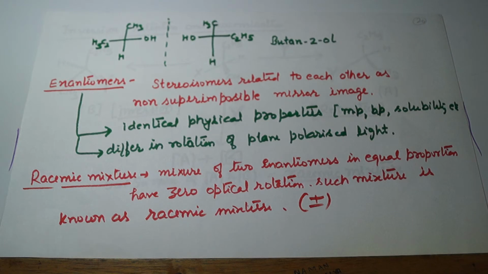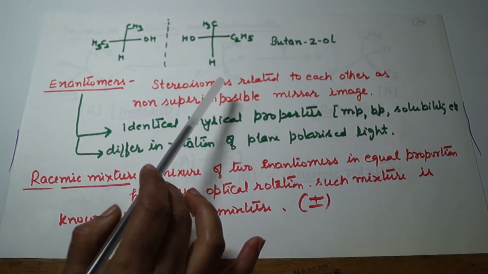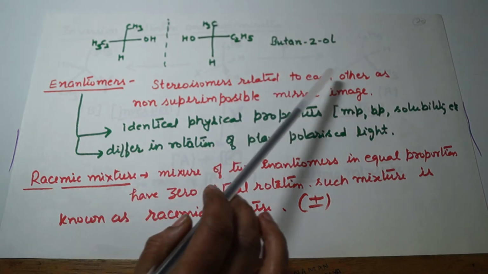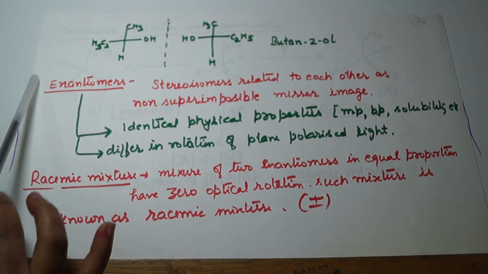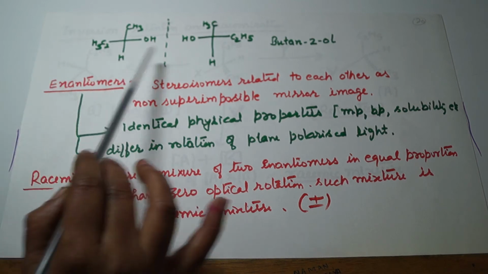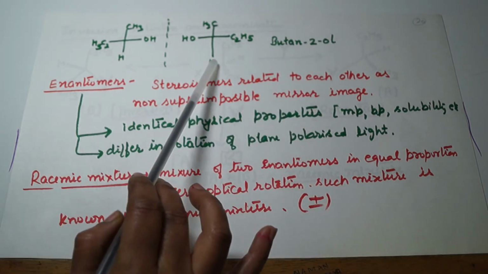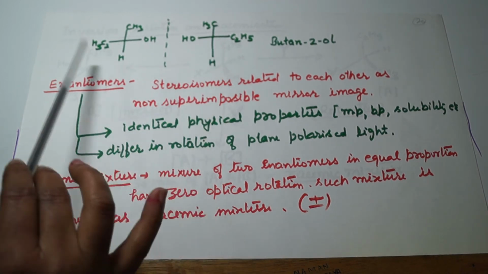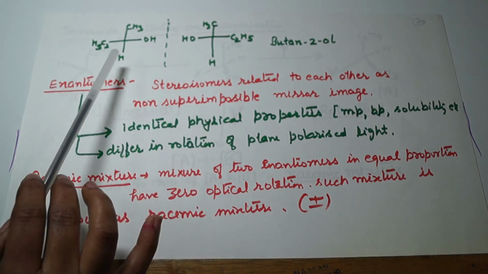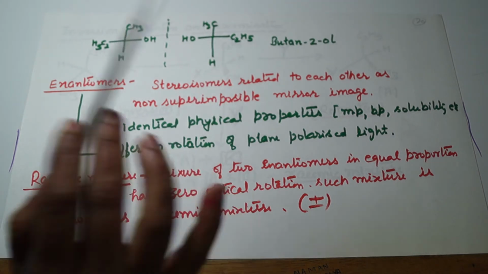Now third, what are enantiomers? These stereoisomers of an optically active compound related to each other as non-superimposable mirror images are known as enantiomers. As I have given the example, suppose it is butan-2-ol. These 2 enantiomers are here. These are mirror images of each other but are not superimposable mirror images. Therefore, these are enantiomers. One is L or one is D.